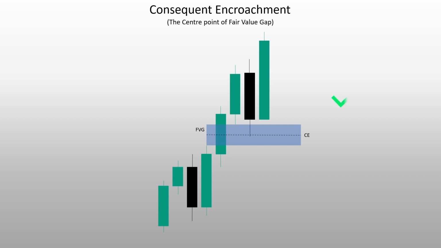It can show us a strong reaction. If the market dips down, enters the fair value gap, but closes above the CE, that makes it a valid fair value gap. We can trade on that too, and it will also give us a good reaction.